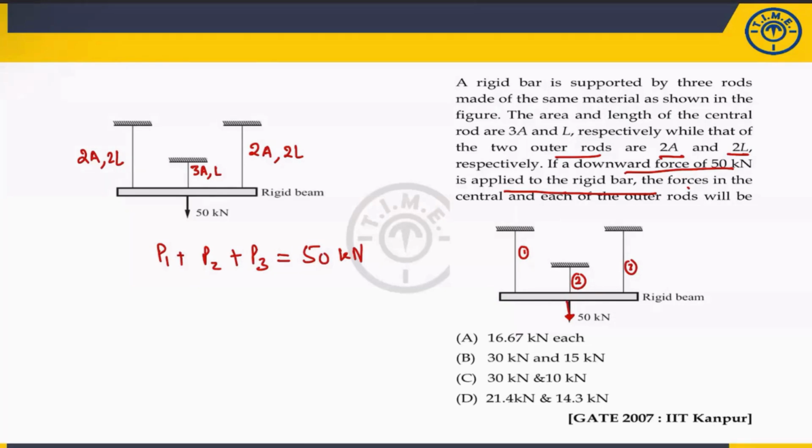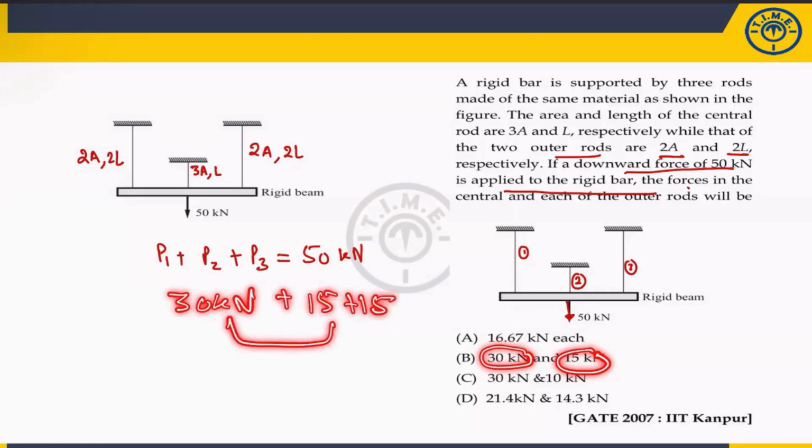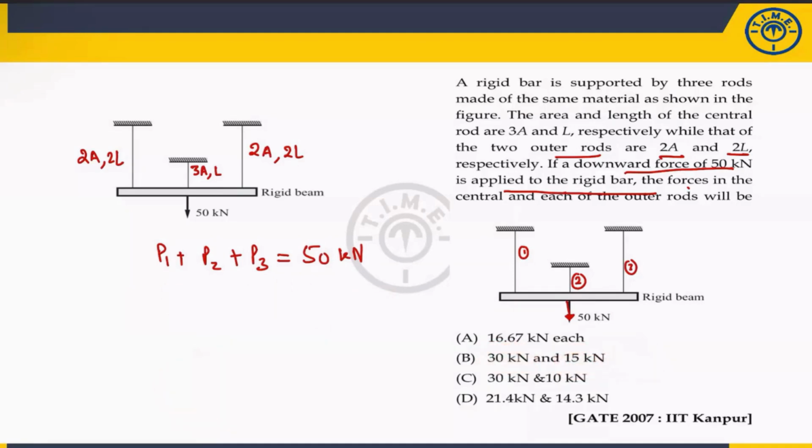Okay, fine. Now, suppose this is 30 kilonewton, and this is 15 in one rod. So the other rod will be 15, plus 15. What is the total load? 60. That means this option is wrong. This option itself is wrong. It is contradicting. You are applying a 50 kilonewton load and the load which is supported is 60 kilonewton. Directly eliminate this option.